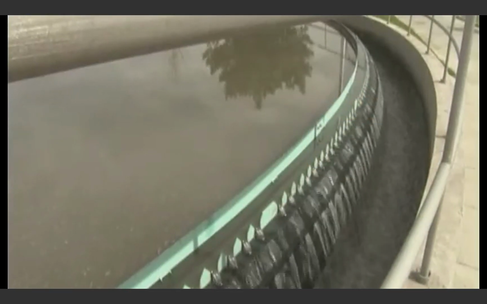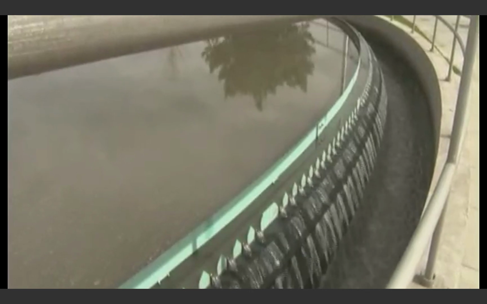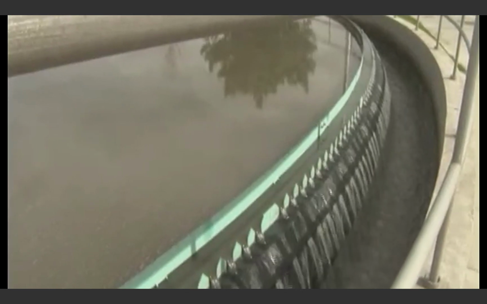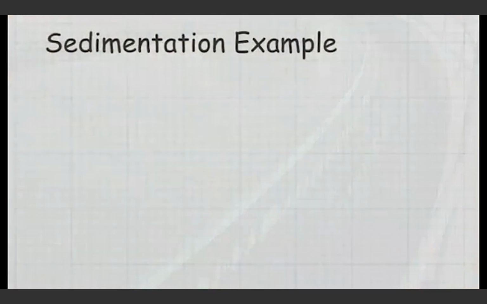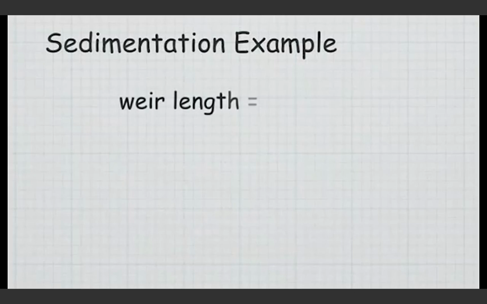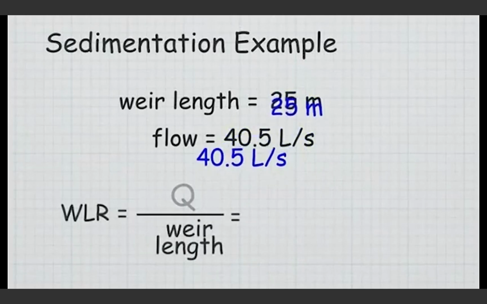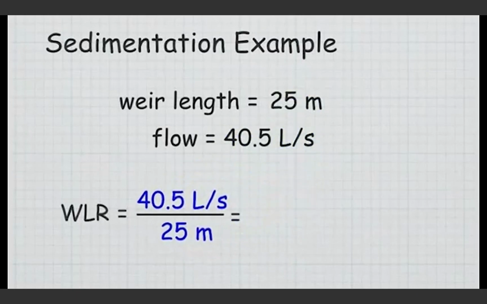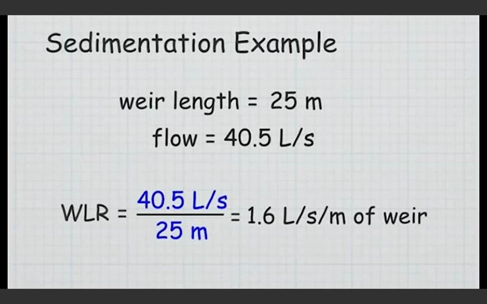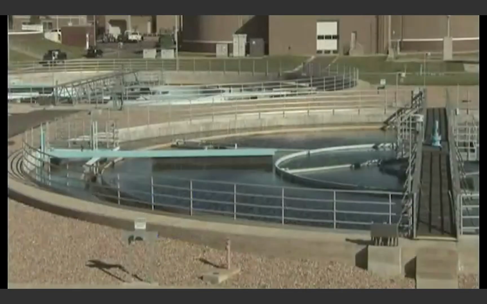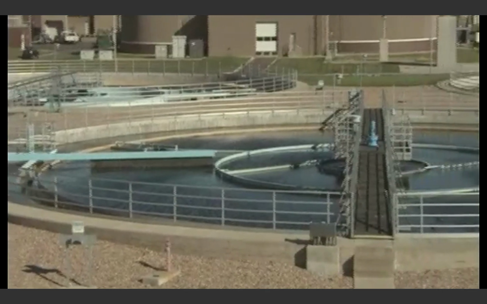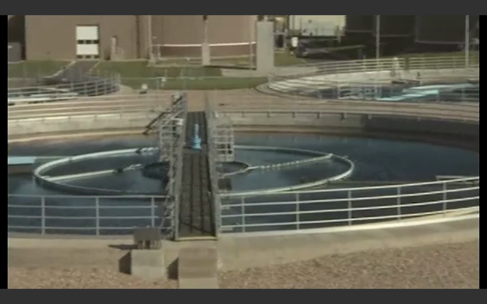Let's look at another example, except this time we'll use metric units and we'll solve for per second instead of per day for the time factor. We have a sedimentation basin with a weir length of 25 meters and a flow of 40.5 liters per second. Weir loading rate is 40.5 divided by 25 meters of weir length, which is 1.6 liters per second per meter of weir.